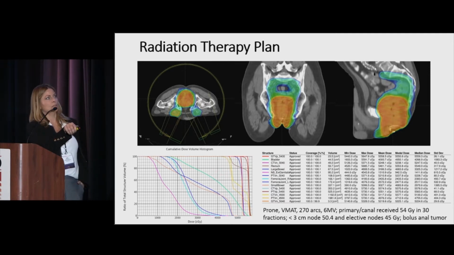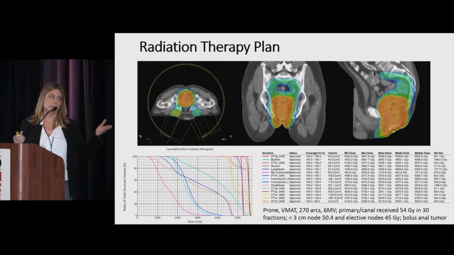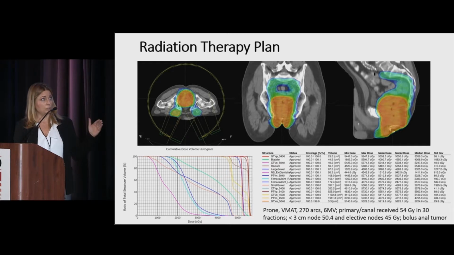Okay, so then the green color wash, in this case, is 45, because if we're doing things concurrent in 180s, it's 54 to the primary, it's 45 to the elective nodes, and again, dosing positive nodes based on size. So I presented this case for a reason, and I will get to that, but let's go through, on the next slide, hopefully this atlas will work.